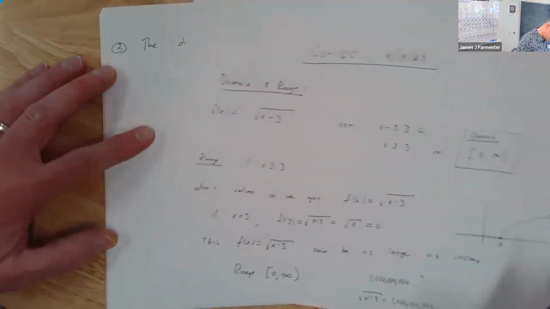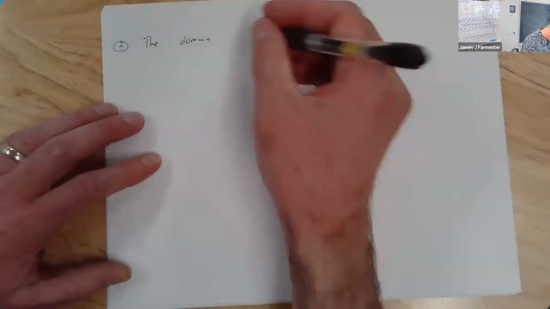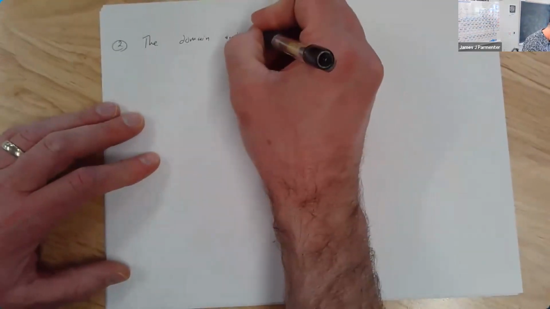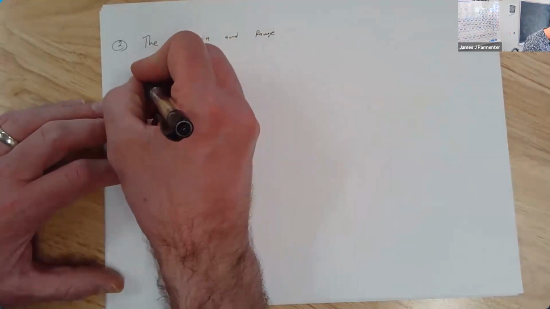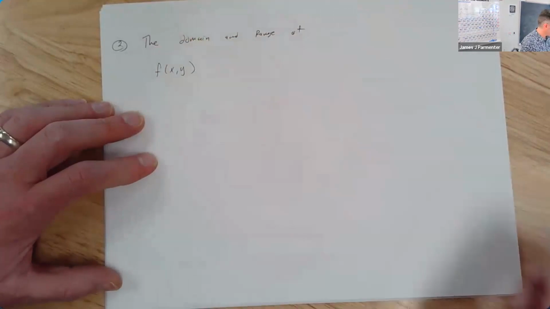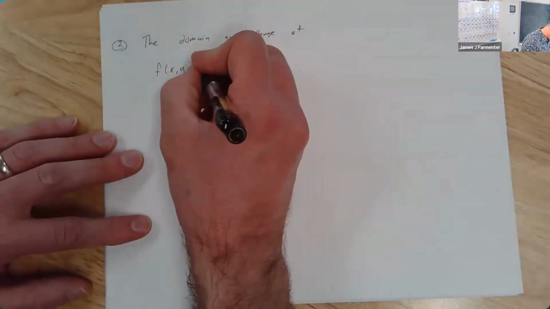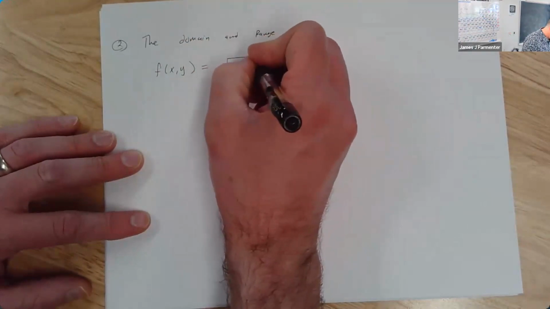Number one, trying to number things, but I'm not always good at it. The domain and range of something like f of x comma y, so a function of two variables, equal to the square root of 9 minus x squared minus y squared.